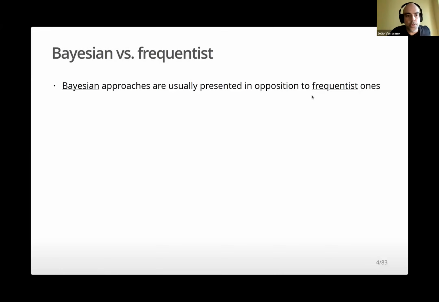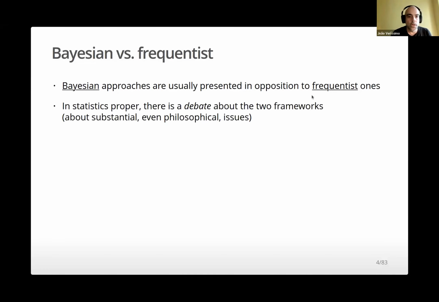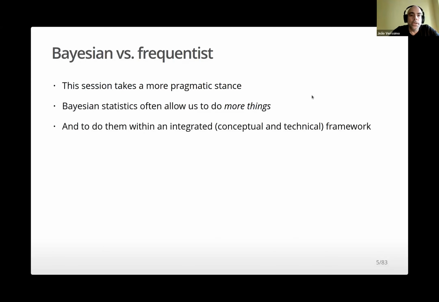A little bit of background on what Bayesian statistics are. Bayesian approaches are usually presented in opposition to frequentist statistics or frequentist approaches. In proper statistical application and science, there is a debate about these frameworks with very convoluted and complicated questions that are even philosophical in a way about the nature of probability, etc. In this session, we're going to take a more pragmatic stance. The way I see it, Bayesian statistics is very useful because it allows us to do some things more easily, other things it's a bit more difficult, but it essentially allows us to do better, more generalizable statistical inference, in my view.